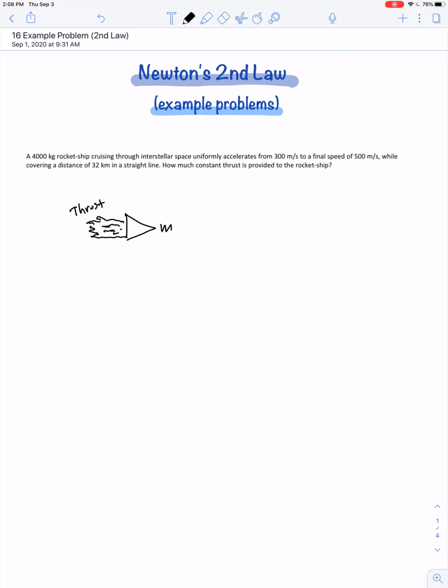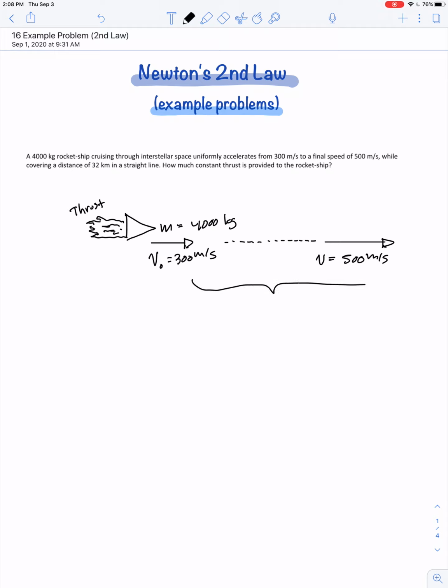So in this case, the mass of our rocket ship is 4,000 kilograms, and it's initially traveling with a speed of 300 meters per second. So we'll say v naught is 300 meters per second, and then it travels forward and reaches a final speed of 500 meters per second. So this is still sounding like a lot of kinematics has to be put into practice. And it does so while covering a distance of 32 kilometers. So the question is, how large is that thrust?